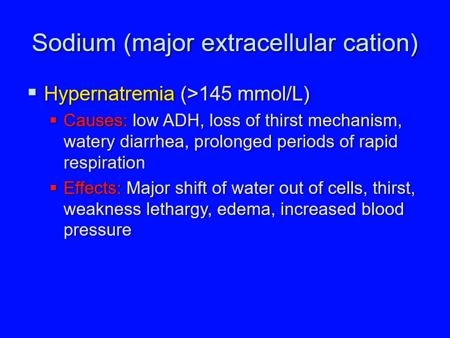Hypernatremia: low ADH, loss of thirst mechanism, watery diarrhea, prolonged periods of rapid respiration. The problem here is a major shift of water out of the cells. And you're thirsty, weakness, lethargy, edema, and increased blood pressure. Not normally really a common thing, but it does happen with people if they're sick for a long period of time, or they're just not drinking enough water.